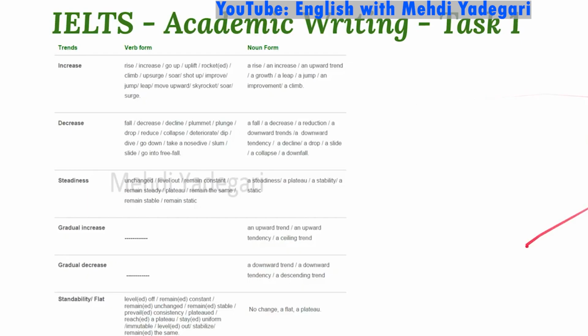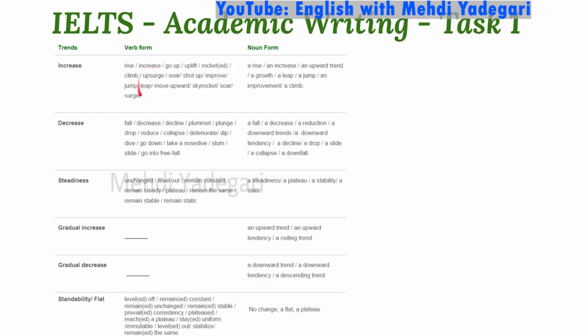So we have these trends that go up. We call them increase; go down, decrease; steadiness when things don't change; or stability when things kind of flatten out. For example, it has been fluctuating and then just flattens out and doesn't move a lot. There are a lot of trends here, and we have the verb form and the noun form of these things. We have rise, increase, go up, uplift, rocket, climb, upsurge, and we have the noun form too, which I will explain, because we can generate two possible sentences for either of them.